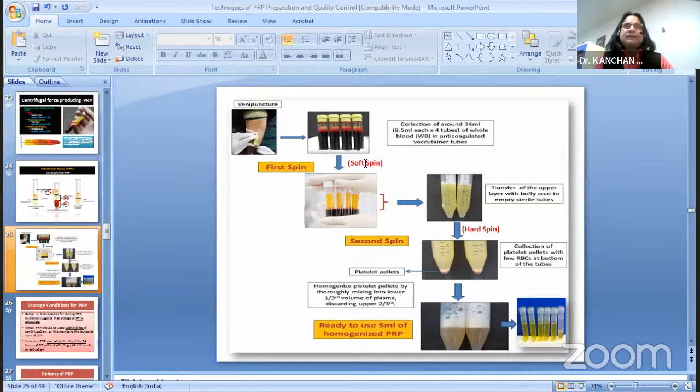Then the first spin, that is a soft spin. The first spin is only to remove mostly the RBCs. Then all this poor plasma and platelet-rich plasma is transferred to the second tube. With the second hard spin, then you can make this PRP. This is ready to use. Depending on how many ml of PRP you need, and depending on how many ml of blood you collected, you can do it.